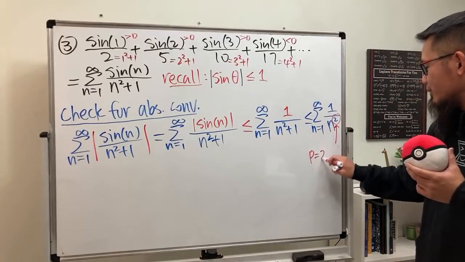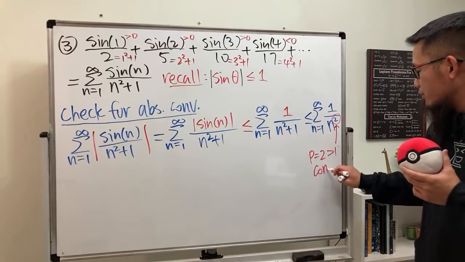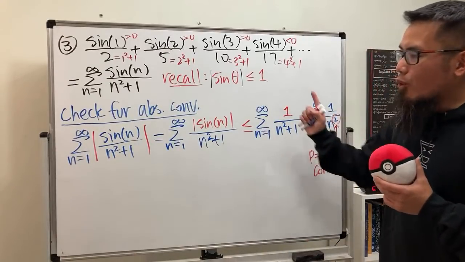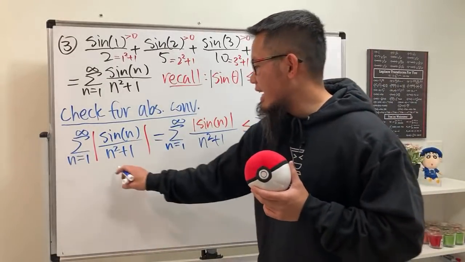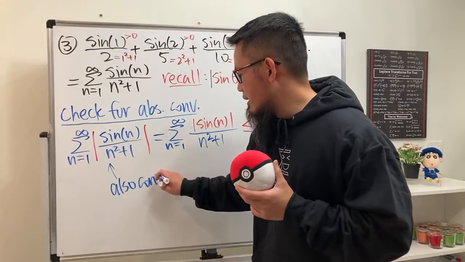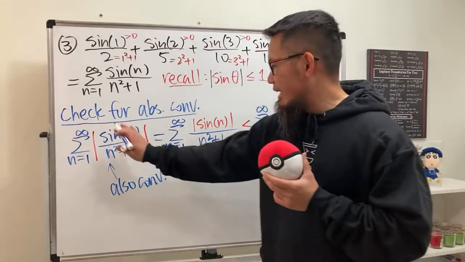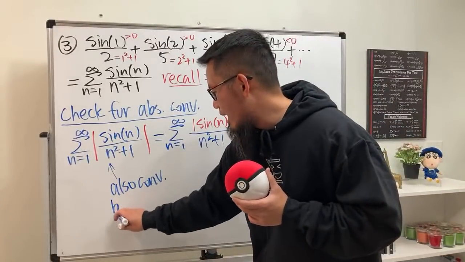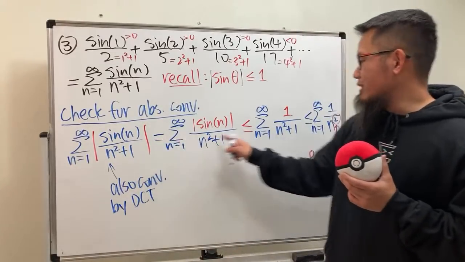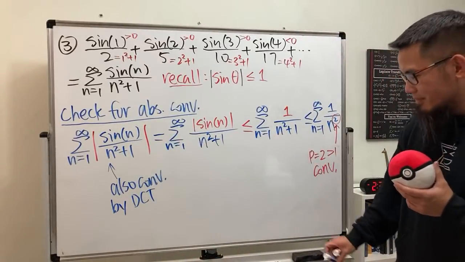P is equal to 2, which is greater than 1. Therefore, this right here converges. So that means we can go back to here and say that this right here also converges. And this right here converges. Why? By the direct comparison test, because we use inequalities right here, right?